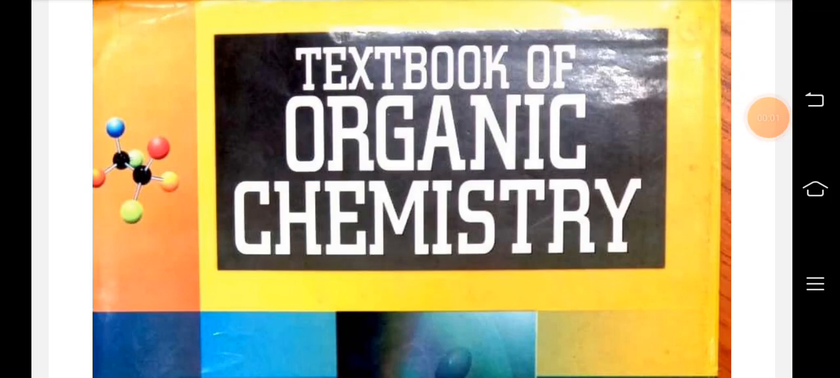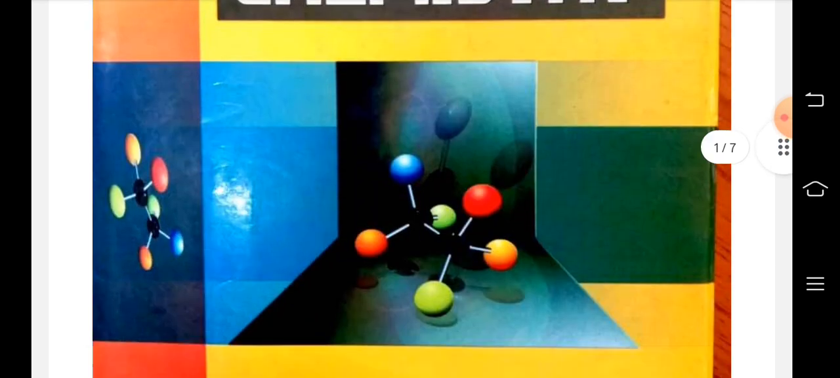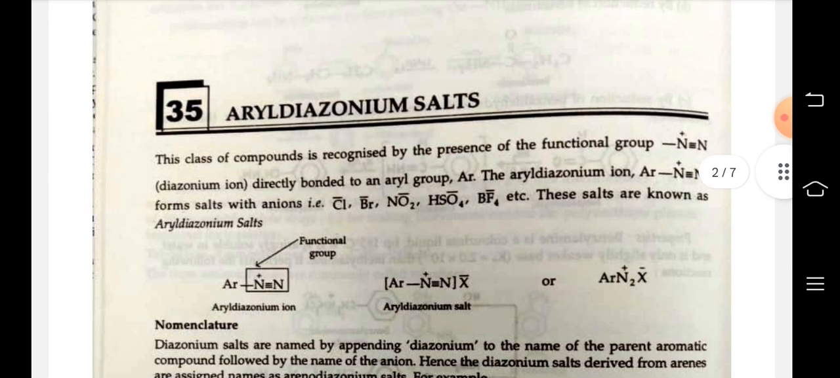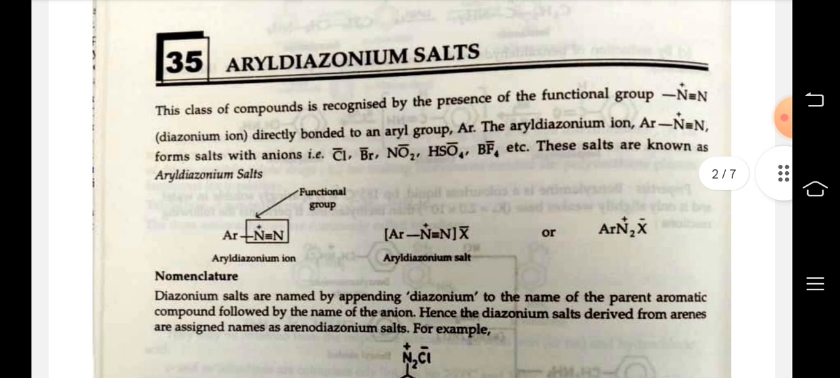Hello everyone. Today I am going to make an audio recording for visually impaired students of the textbook of organic chemistry by A. Singh and R. Singh. And the topic is aryl diazonium salt.